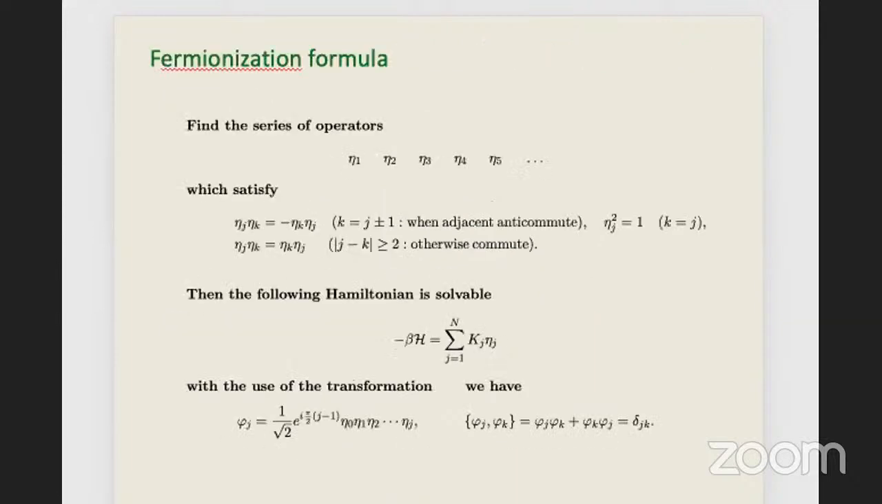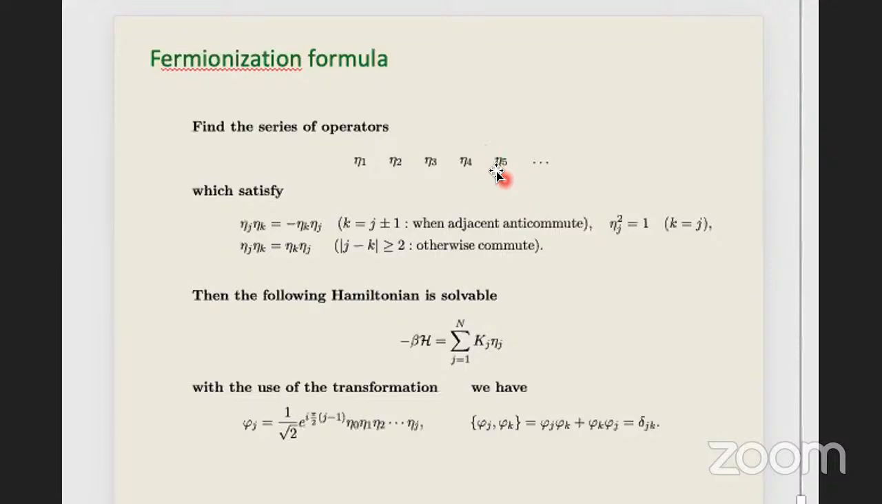At first, we will explain our fermionization formula, which is the main point of today's talk. Let us consider a series of operators here. We consider the case that they satisfy the commutation relation written here. The operators eta j and eta k anti-commute when they are adjacent, and otherwise they commute with each other, and the square of each eta j is equal to 1.